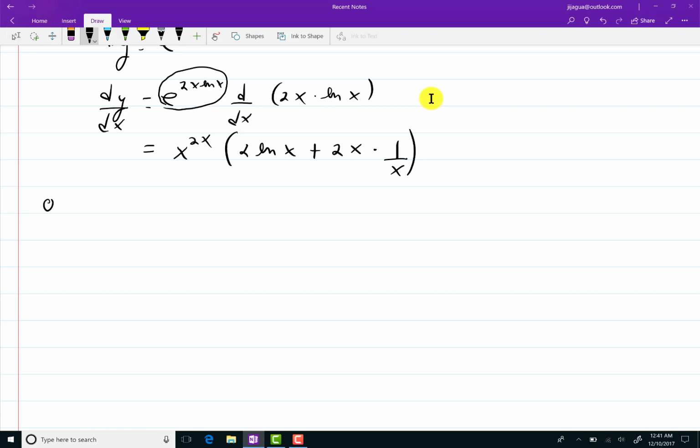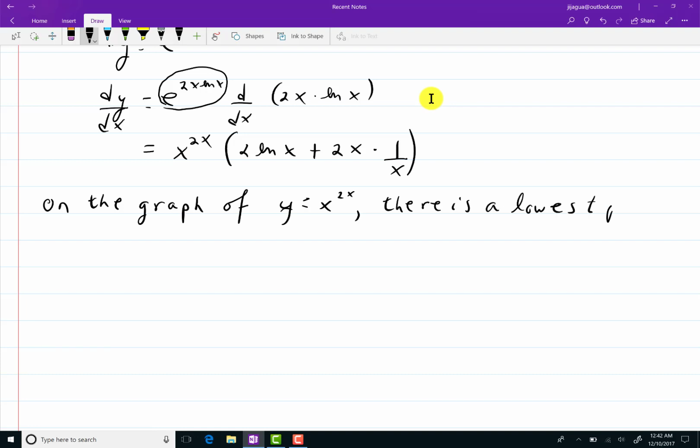on the graph of y equals x to the 2x, there is a lowest point. Find that point. And this is a great example of a problem that connects the algebra with the geometry.